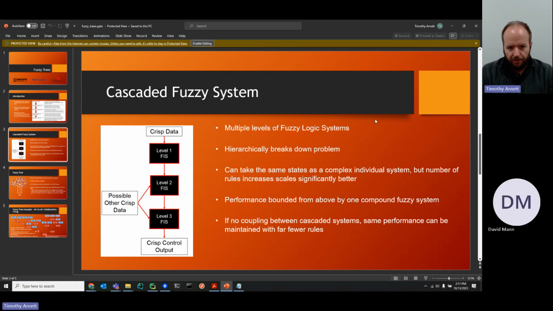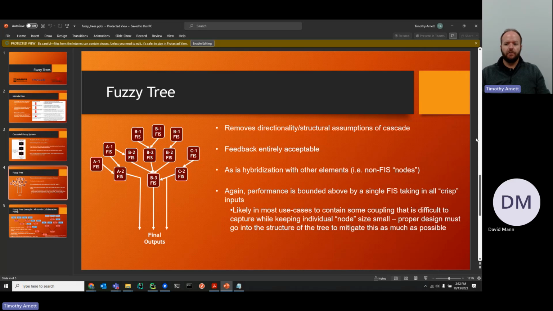One issue with cascaded fuzzy systems, though, is if there's heavy coupling or you have dependencies in your different inputs, it's hard to account for that in the different fuzzy systems. And so you can hurt your approximation capabilities by not being able to fully represent the coupling between those variables.